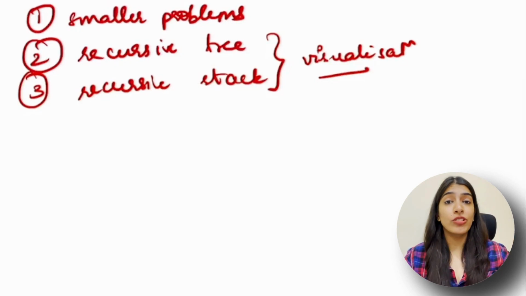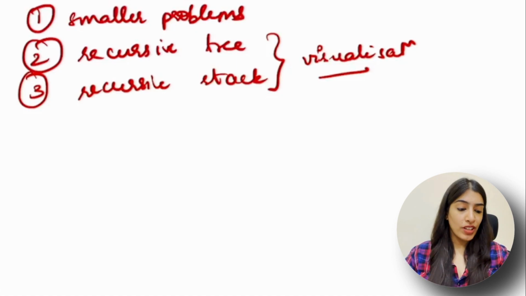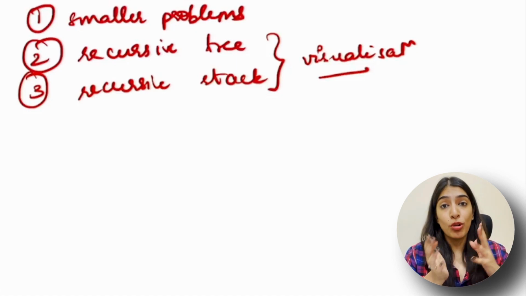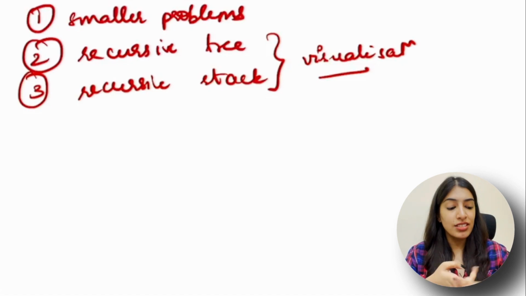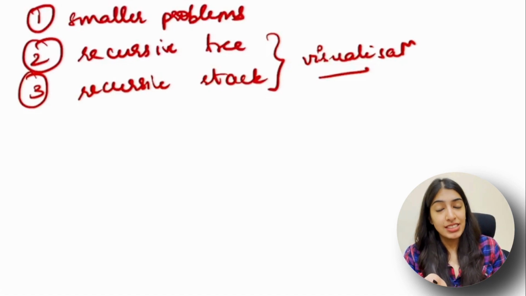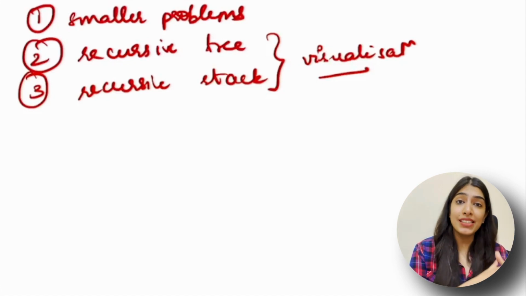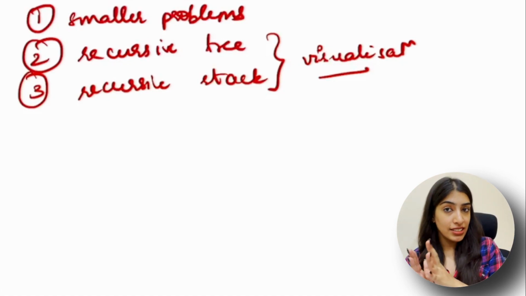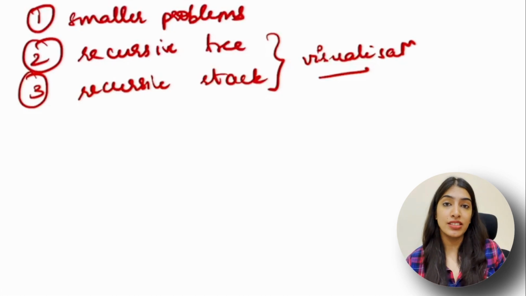Okay, before moving ahead to the fourth point, let's quickly revise. Till now we have seen that whenever we can divide our problems into smaller subproblems, we use recursion. Second thing that we saw is that we can visualize recursion using recursive trees. Third thing that we saw is how memory is allocated. That is another way of visualizing recursion, by using the recursive stack.